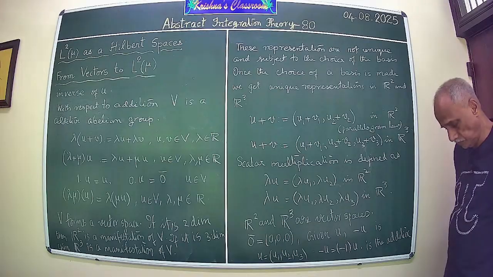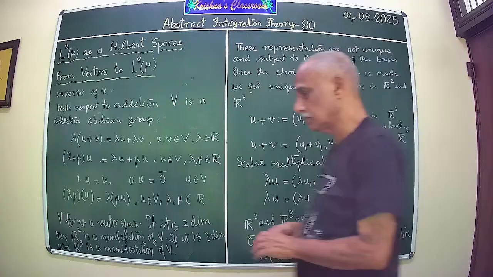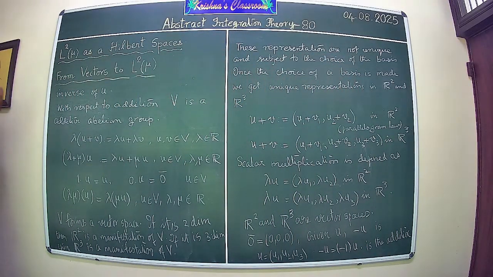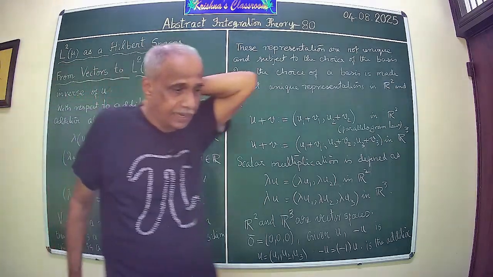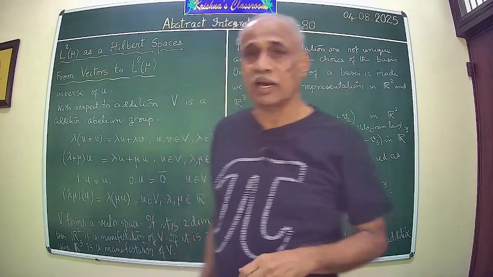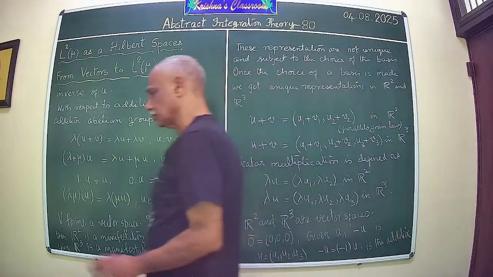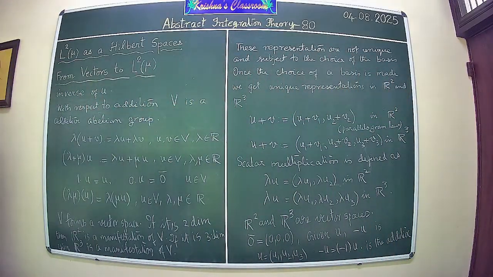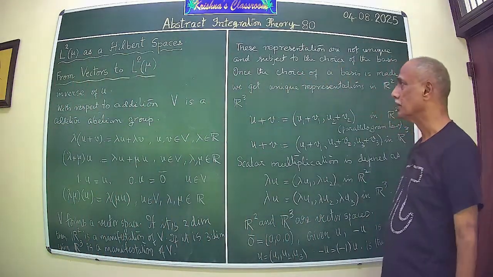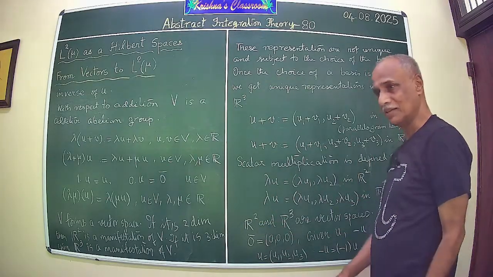And you can represent them by R2 and R3. That is, if it is three-dimensional, then R3 is the representation. If it's two-dimensional, then R2 is the representation. Now, there are various representations possible. For each choice of a basis, you have a representation. Okay, right. So, from the abstract space to the concrete space.